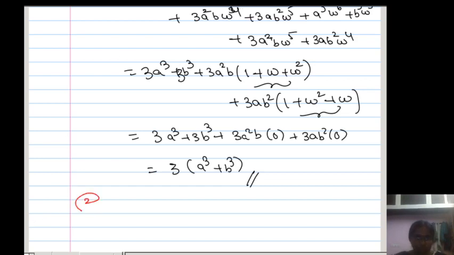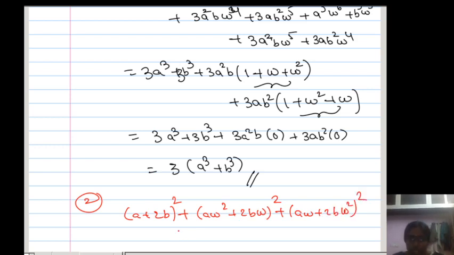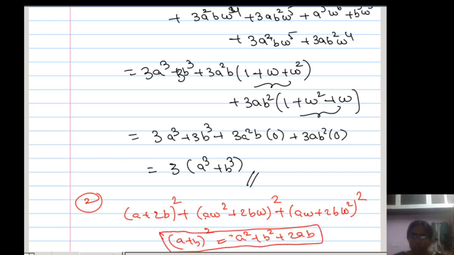So how to do the second problem here: a plus 2b whole square plus a omega square plus 2b omega whole square plus a omega plus 2b omega square whole square. See, do this by using the formula a plus b whole square. What is the a plus b whole square formula? You know, a square plus b square plus 2ab. By using that formula you can expand each and every term. Then by using the properties you can simplify. Okay, so then you will get the answer here. Okay, a square plus b square plus 2ab, can apply that.